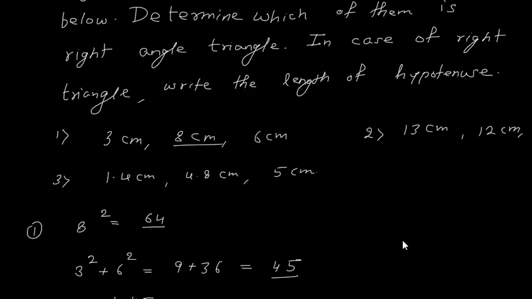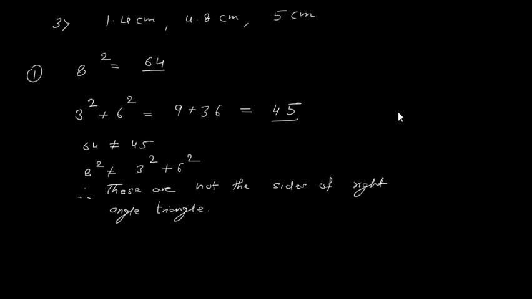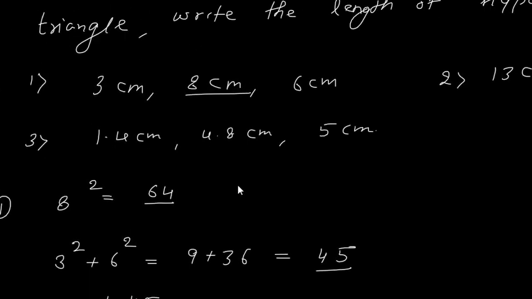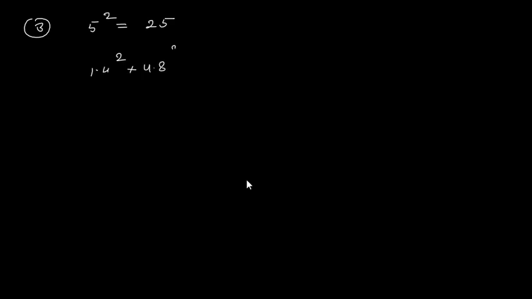Let me see this third question. Third question is 1.4, 4.8 and 5. So the longest side is 5. So I will first check the square of 5. Square of 5 is 25. Then I will check the sum of squares of 1.4 and 4.8. So 1.4 square plus 4.8 square.